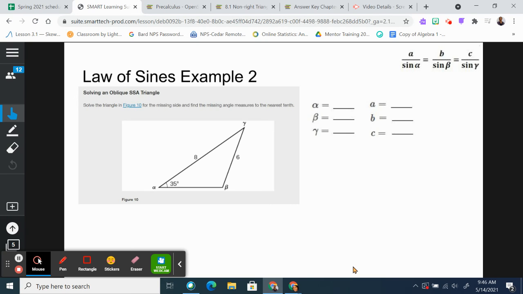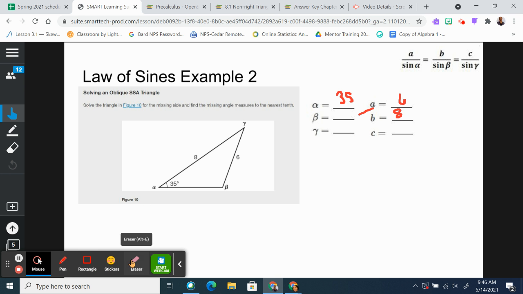Now I'm going to do an example where we only have one angle. You're going to see that some interesting things can happen when we only have one angle. So I'm going to first begin by labeling what we already know. We already know that alpha is 35. We know that the side opposite alpha, or A, is 6. We also know the side opposite beta, which must be B, is 8. And now our goal is to find beta, gamma, and C.